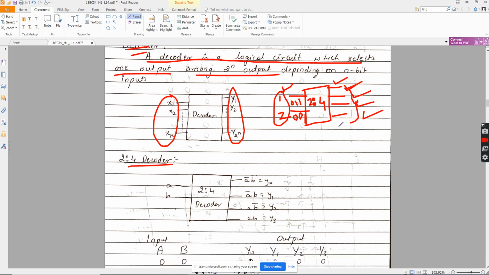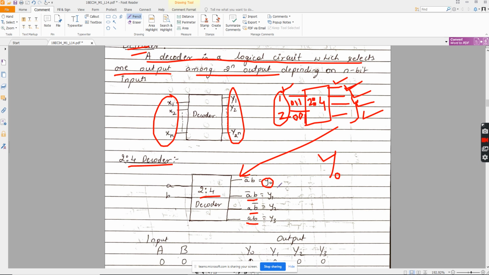So that's what I have explained here. Look here. There are 2 inputs, A and B, so it is a 2:4 decoder. How many outputs are there? A bar B bar, which is the output Y0, Y subscript 0. Next, the second output will be Y1, which will be A bar B. The third output will be Y2, which will be A B bar, and the fourth output will be AB, which will be Y3. And you can see there is a correlation here.